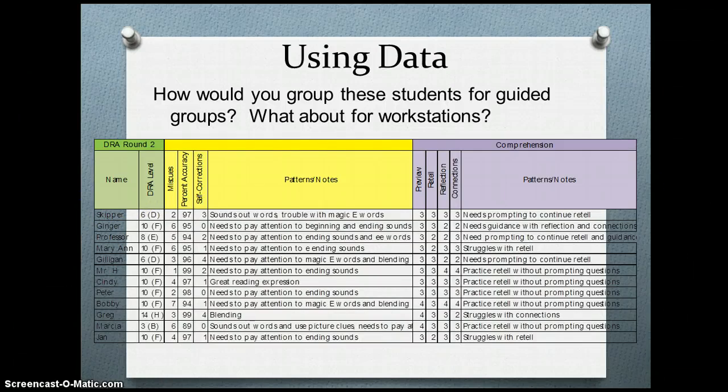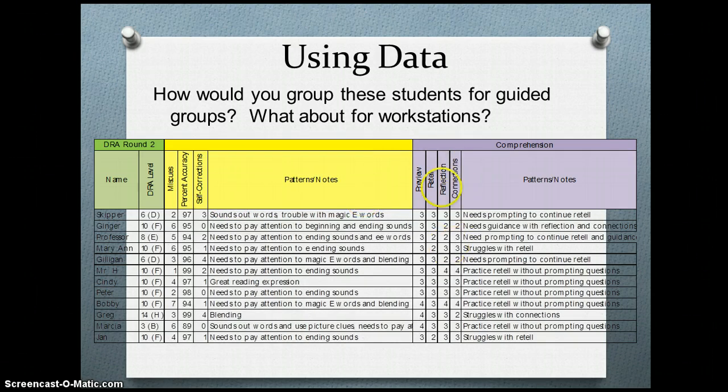Now over here are the number of miscues that the student made on their independent level and the percent accuracy that they had on their independent level. And here are the number of self-corrections they made. And here's where I jotted down patterns or notes based on their oral reading. So all of these stats and notes here have to do with the oral reading fluency.